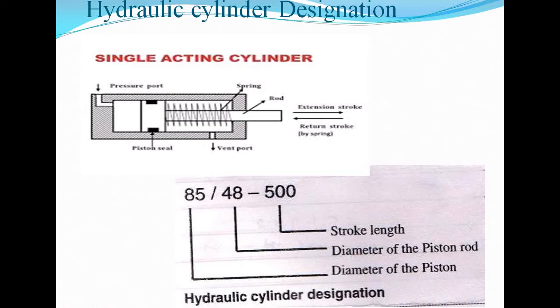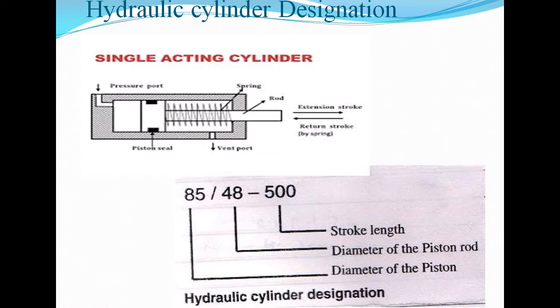Through this pressure port we are going to supply pressurized oil, pressurized fluid, in the chamber here. So this is the chamber, and in this chamber you can see the piston is fitted, which is connected to a piston rod, and this piston is fitted here with a spring. So here you can see the piston seal.